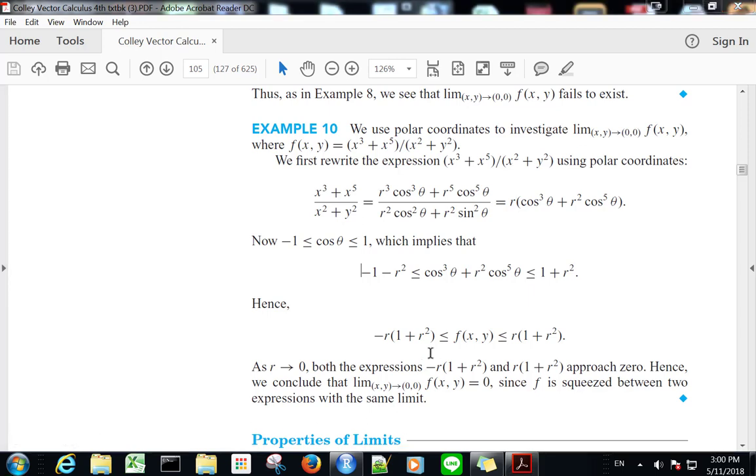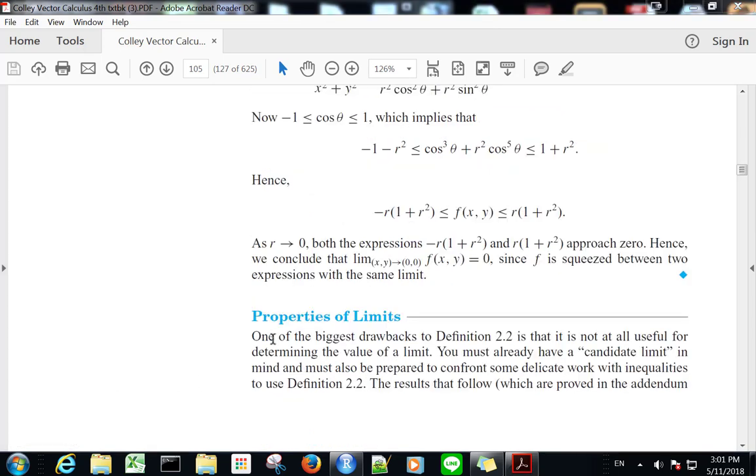Now we can see that as r goes to 0, both this and this go to 0, because r is forcing them both to go to 0. So we've seen that for this function, the limit does exist, and it's equal to 0. That was interesting, that we could use polar coordinates. It probably would have been hard to get an answer if we hadn't used polar coordinates. But with polar coordinates, it wasn't too hard to show that the limit exists and is equal to 0.